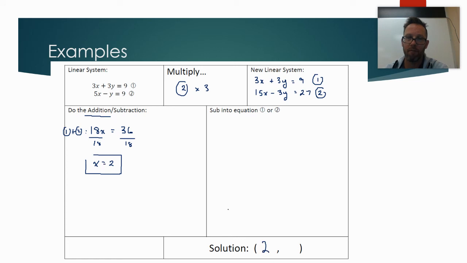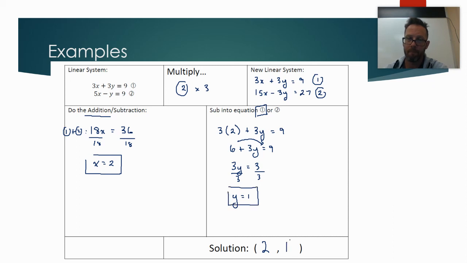So x is 2. And which equation looks easier to work with? It doesn't really look like one's better than the other. I'll choose 1. So 3 times 2 plus 3y equals 9. 6 plus 3y equals 9. So let's bring the 6 to the right by subtracting it off, we get 3y equals 9 minus 6, which is 3. And dividing by 3, we just get y is equal to 1.